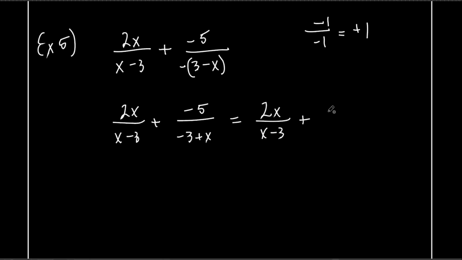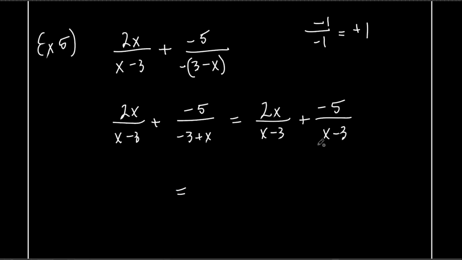Okay, plus, I'm going to put a negative 5 right here. And over here, now watch, instead of negative 3 plus x, I'm going to write this as x minus 3. See that? That's all I did on that step. If you can do from here to the next step in your head, that's perfectly fine.